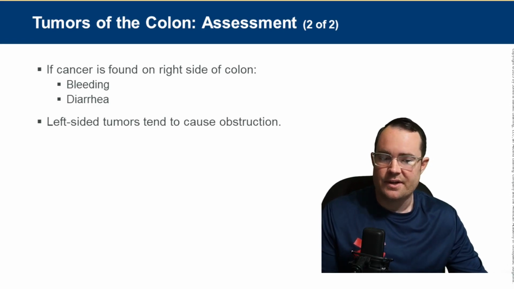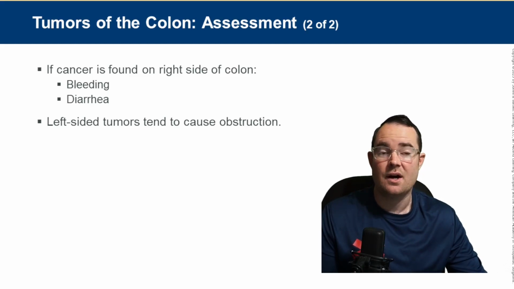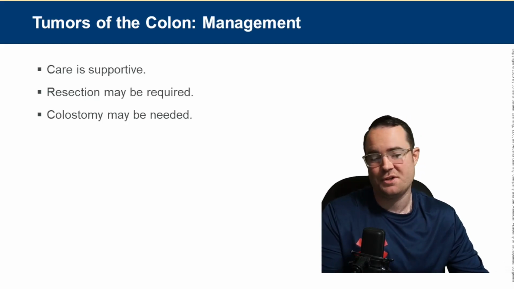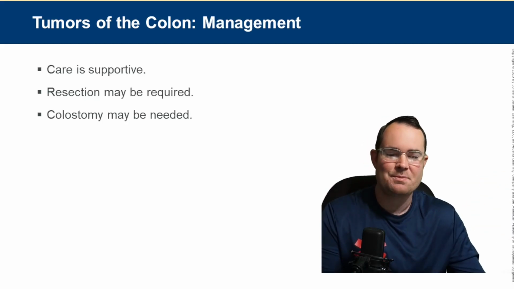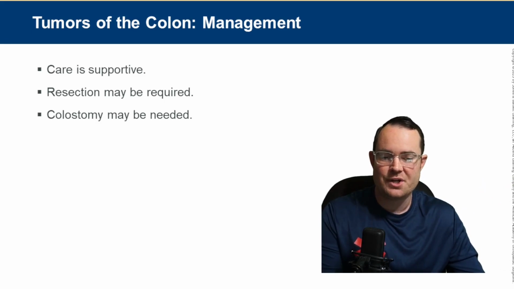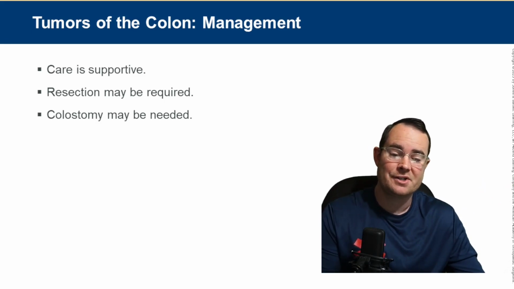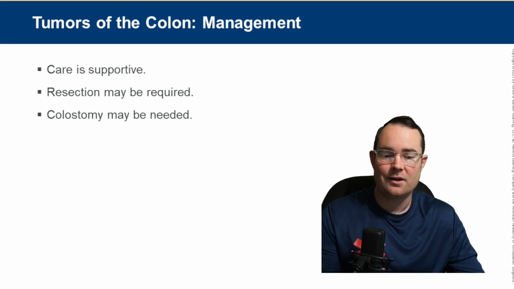It says if cancer is found on the right side of the colon, the patient will have bleeding and diarrhea. Left-sided tumors tend to cause obstructions of the bowel. Basically, for management, there's nothing we're doing. We're taking them to the hospital. Resection may be required, so the patient needs surgery, and a colostomy will be needed.